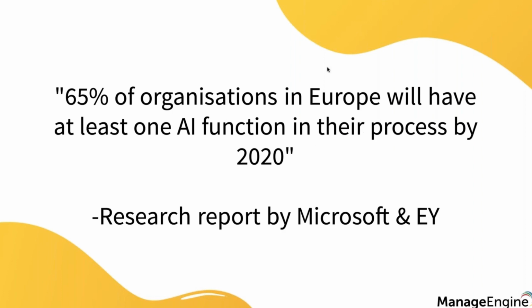So here is a stat that says 65% of organizations in Europe will have at least one AI function in their process by 2020. This is from a research report by Microsoft and EY. Now, you understand the heat, right? So artificial intelligence has almost reached our homes through our phones, through our smart devices, right from ACs to washing machines to speakers and all that. And the enterprise is also slowly catching up. Not slowly, but really fast. They're catching up really fast, and you see that in almost 1 year, almost 65% of the organizations would have at least one AI function in their process. So that's how important it is.